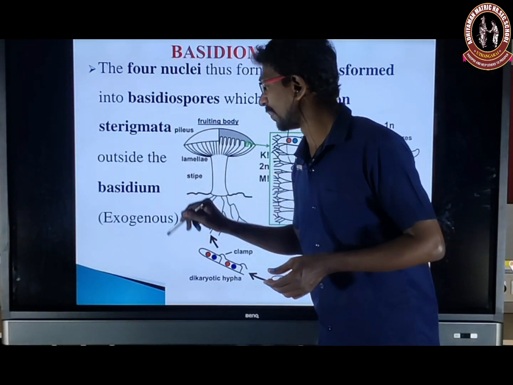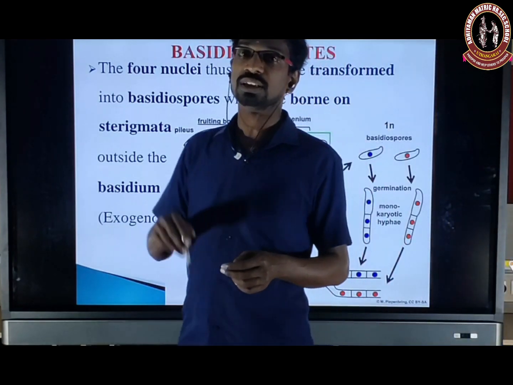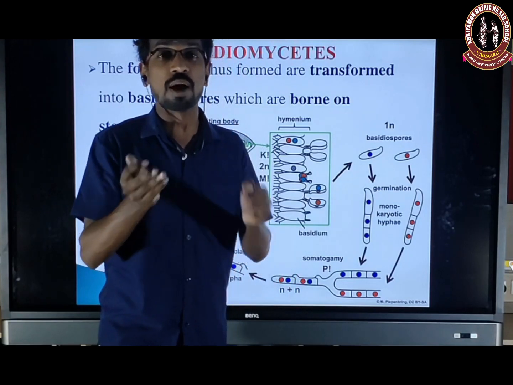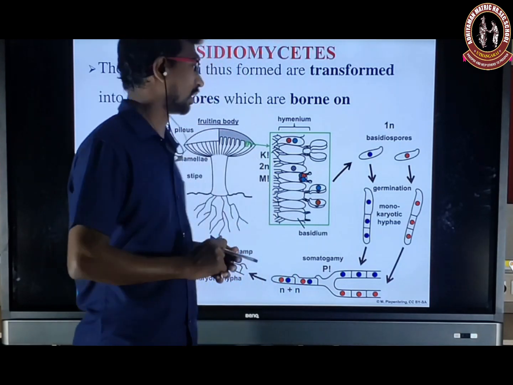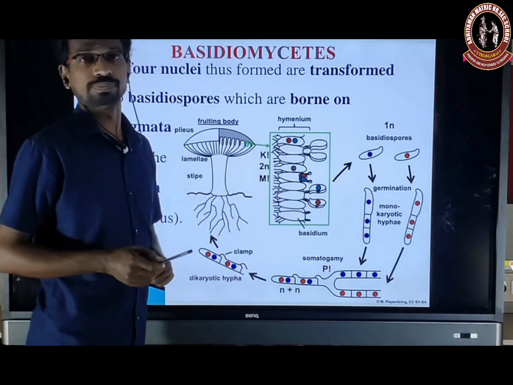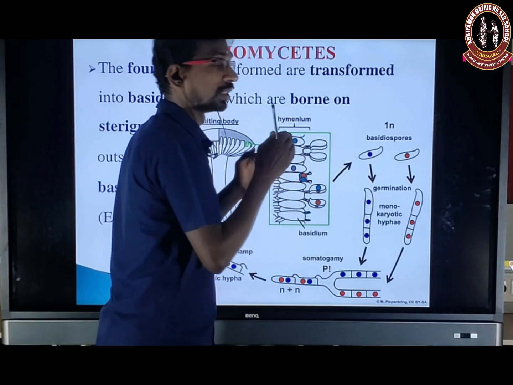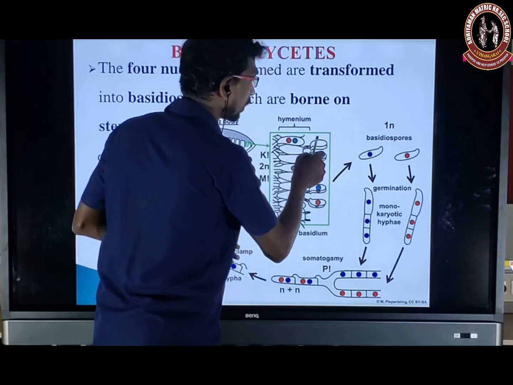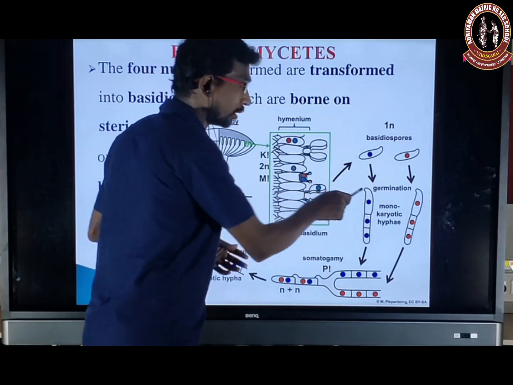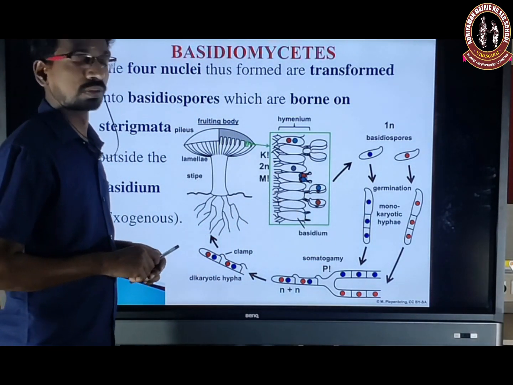Sterigmata are outside the basidium. So the basidiospore formation is exogenous, but in ascomycetes it's endogenous because it's formed inside the sac-like structure. But here it forms outside the basidium. It will be detached from the parental body and germinate to form a new mycelium.